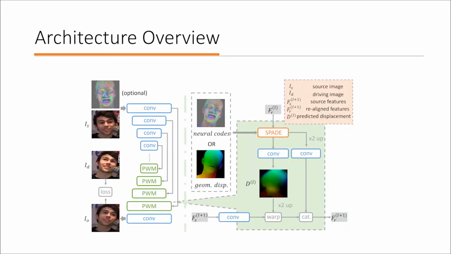Here's an overview of the model architecture. The model has a couple of conv layers as encoder and a couple of PWM modules as decoder. Within each PWM module, we predict the full displacement field and use that to warp the encoder feature, so we can get the spatially aligned feature for the next PWM to use for more accurate displacement estimation.